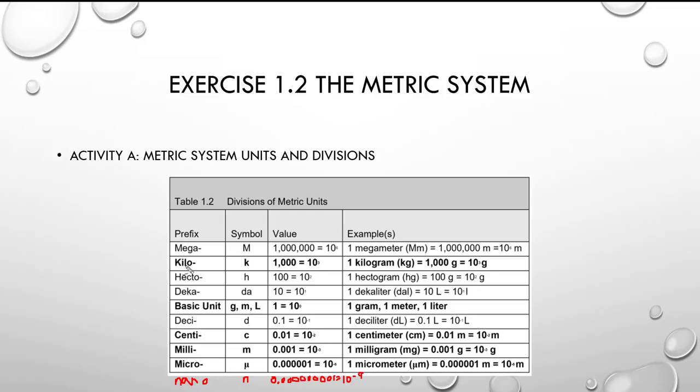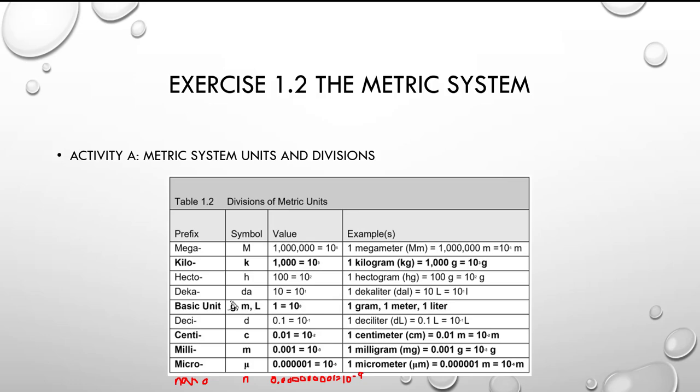Okay. All right. So let's take a look at these. Kilo means 1,000. So if I'm talking about a kilogram, kilo means 1,000. So that means that 1 kilogram is equivalent to 1,000 grams, or 10 to the third power. Okay. 1 kilometer is equal to 1,000 meters. 1 kiloliter, okay, is equivalent to 1,000 liters.